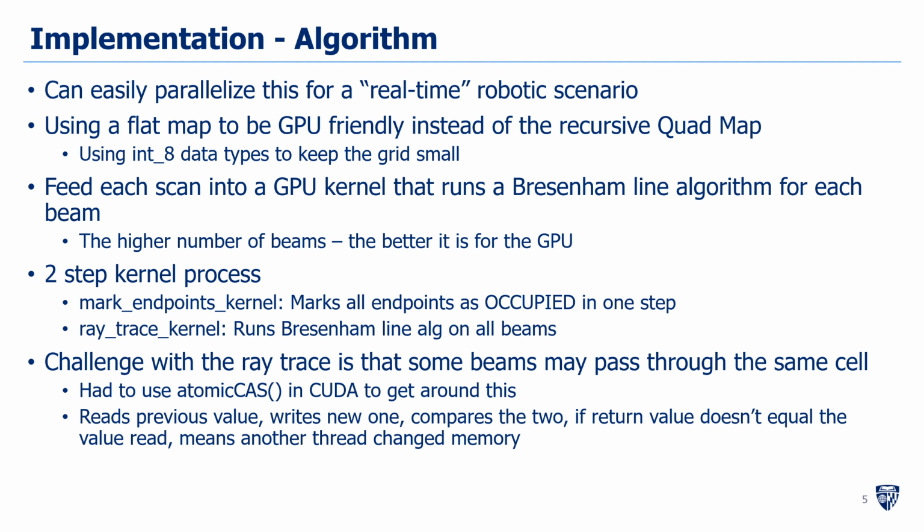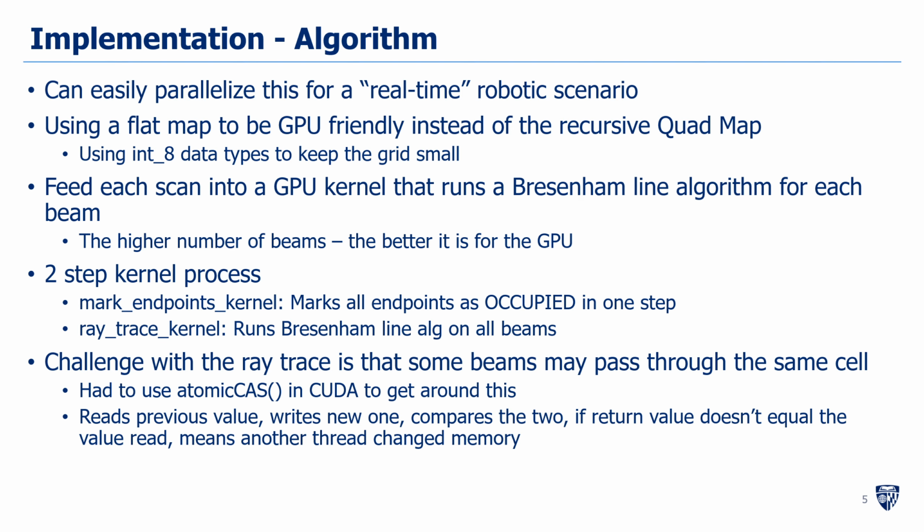From there, you feed each scan into a GPU kernel, at least this is what I'm doing, that runs a Bresenham line algorithm for each beam. And one thing I didn't realize at first, it's been a while since I took this class, is that the only parallelizable part is the beam number. And that's really where the GPU shines. If you're using this in a real-time scenario where you're only looking at one scan at a time, the scans themselves you can't parallelize because you wouldn't know where the next scan is going to be.